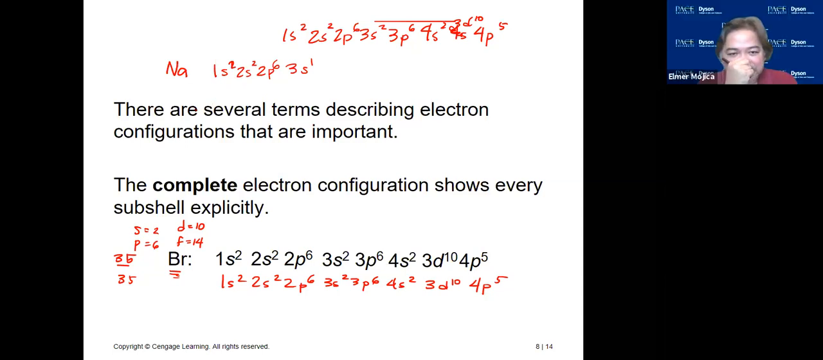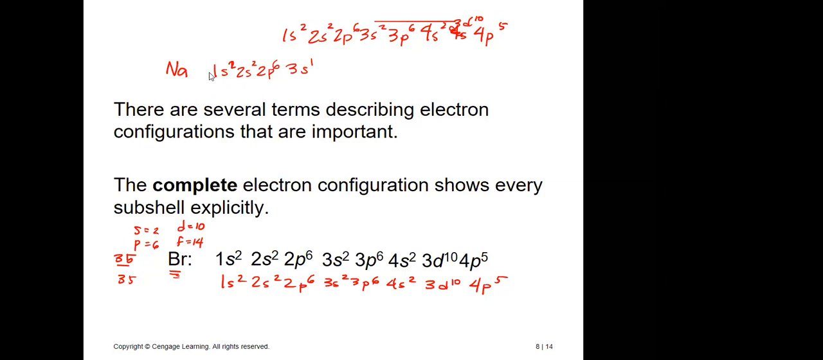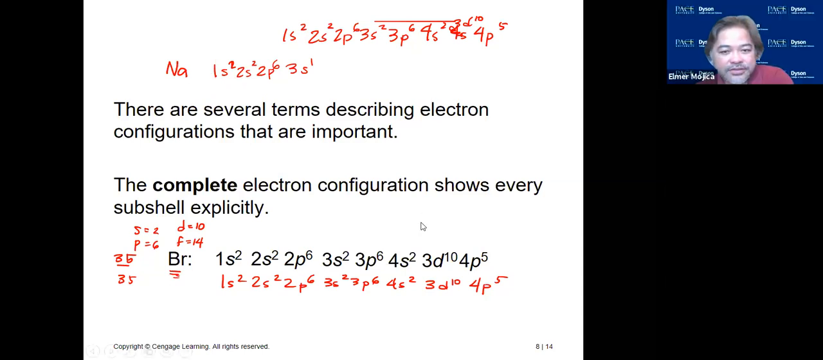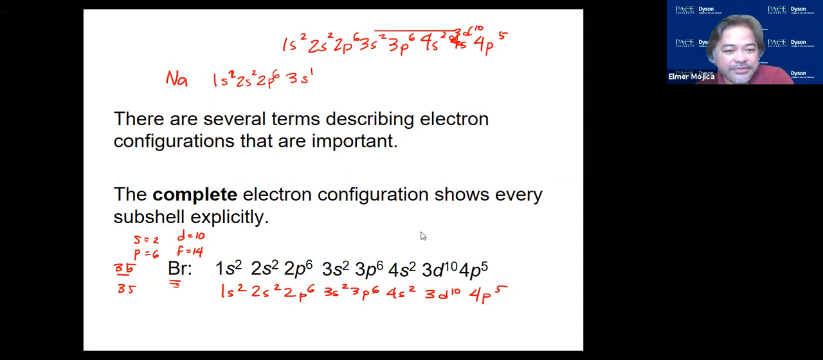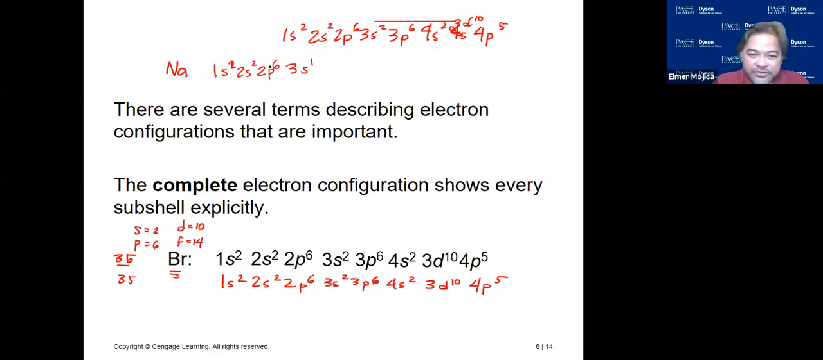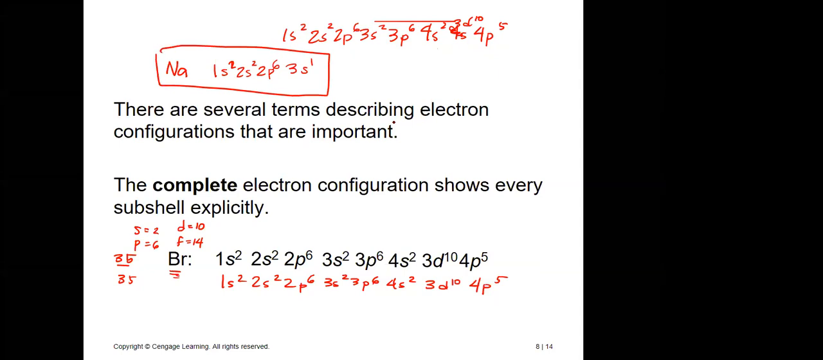Okay? So you ask yourself, what is the atomic number of sodium? Is it 11? Yeah, 11. Okay. So you ask yourself, is this the electron configuration that we have? So 2 plus 2, that's 4, plus 6, that's 10, plus 1, 11. So that is the complete electron configuration of sodium.